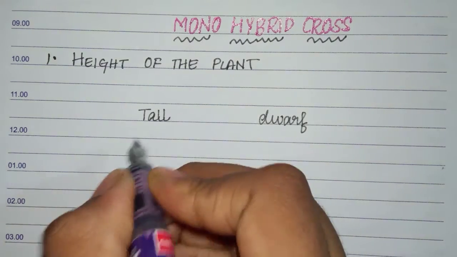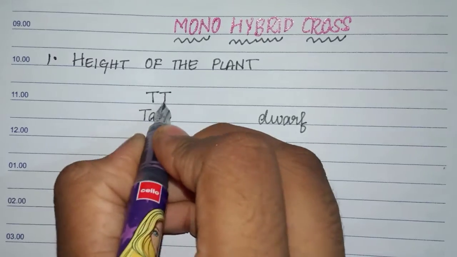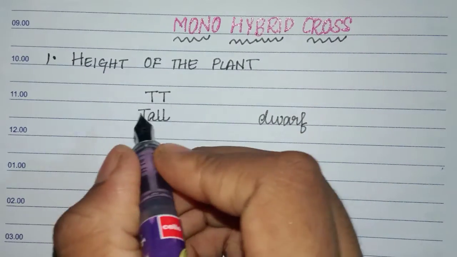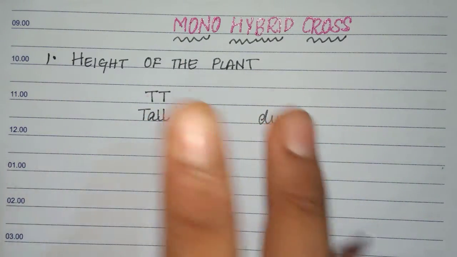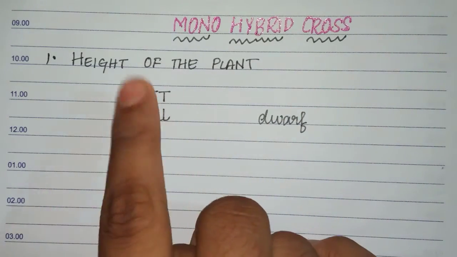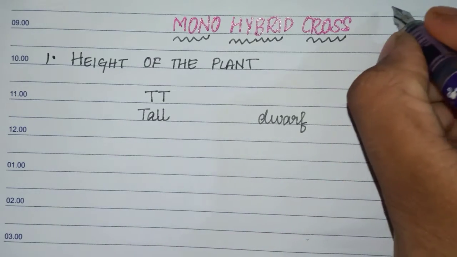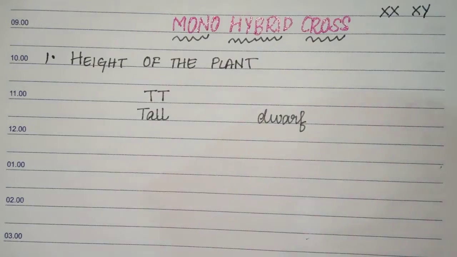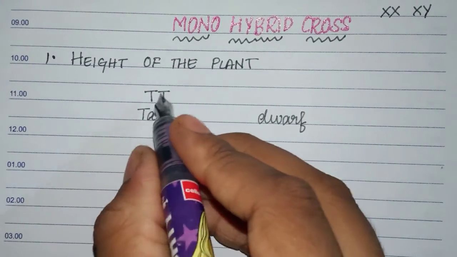For the tall plant, you will consider both as capital T and capital T. You might be asking why we take both as capital T. A character should have a maximum of two genes, so we have two alleles here. For example, in humans, a female has XX and similarly a male has XY. So similarly we have two traits here. For tall we are considering both as TT.